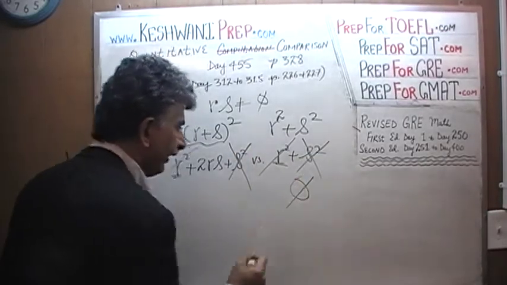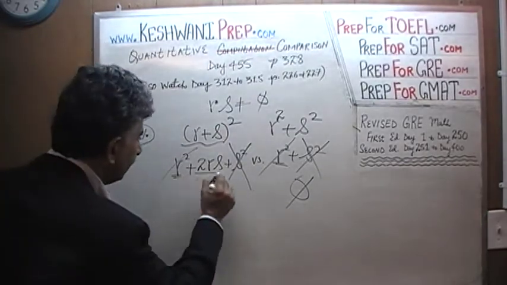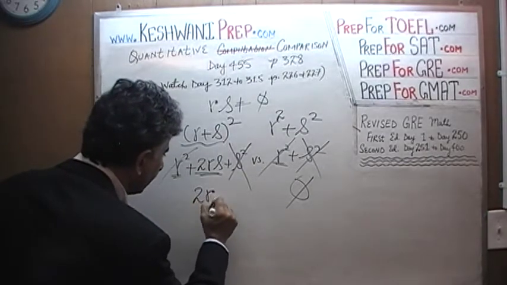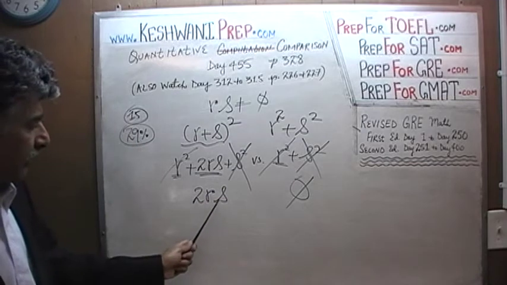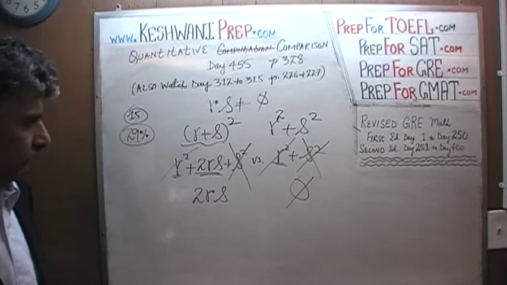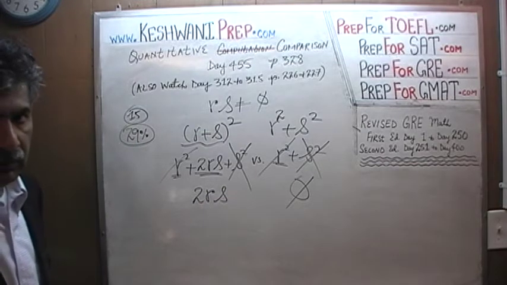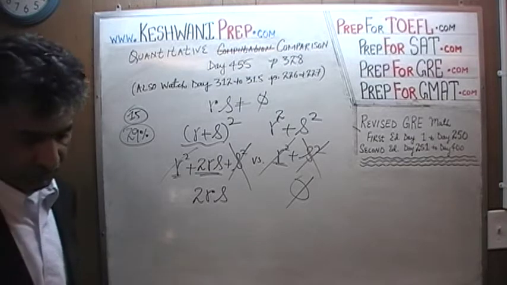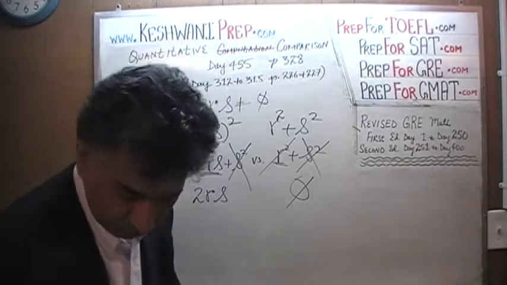Here we are left with a big fat 0. And in this column we are left with 2 times R times S. How are we going to compare 2 times R times S? Well, there are only a few possibilities. And we're going to look at both of them.